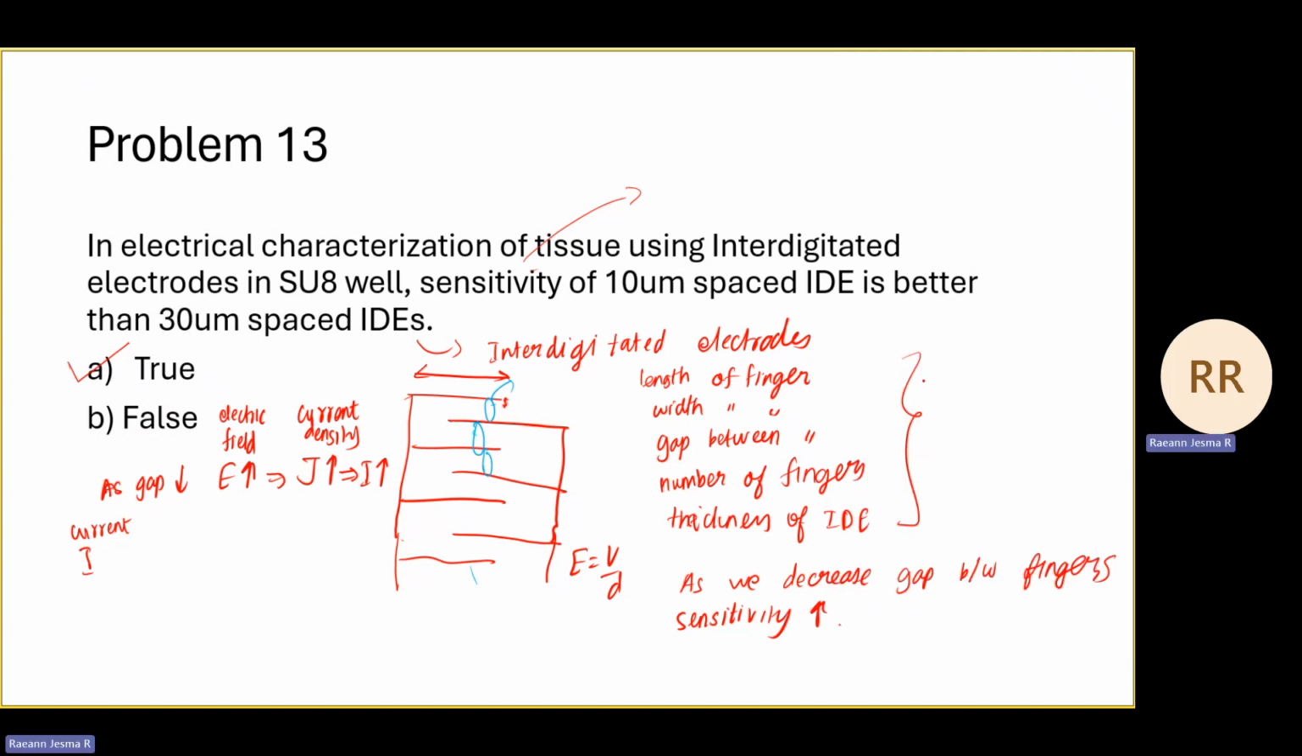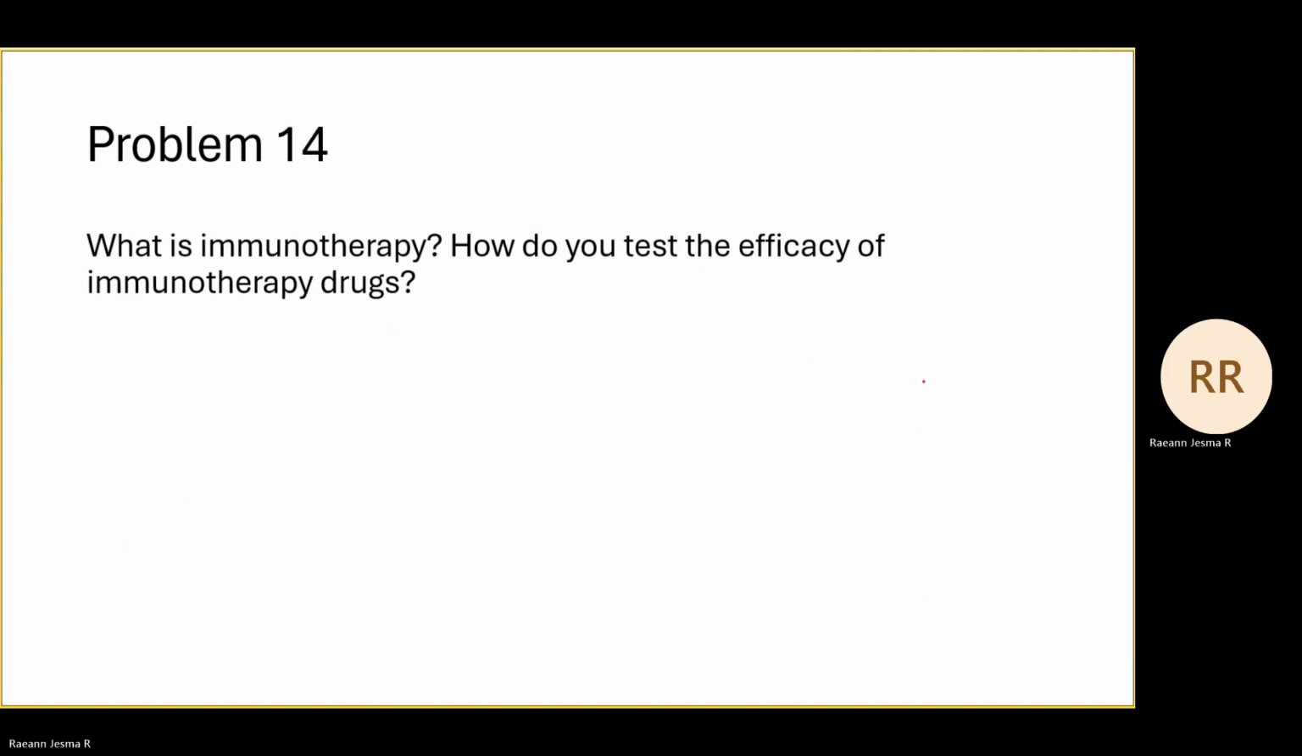Now let us move on to the next question. Problem 14. What is immunotherapy? How do you test the efficacy of immunotherapy drugs? So, what is immunotherapy and how do you test whether the drugs are efficient or not? Like, any drugs that are used for immunotherapy, are they efficient or not? How do you test that?